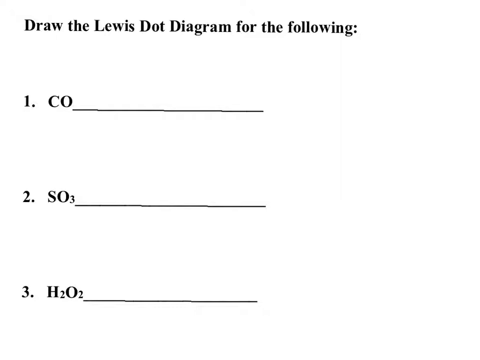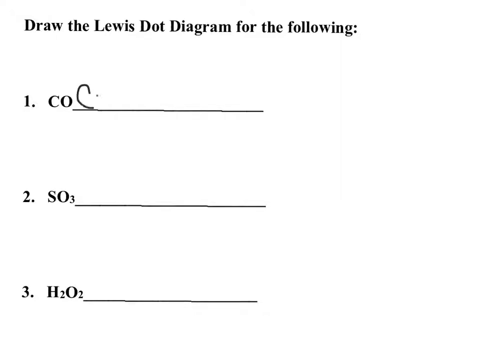Hopefully you're starting to get a good feel for what a Lewis dot diagram is. But remember, everybody wants 8 valence electrons except for hydrogen. Hydrogen's happy with 2. And you can only use the amount of valence electrons that you start with between all the different elements. So let's name this.